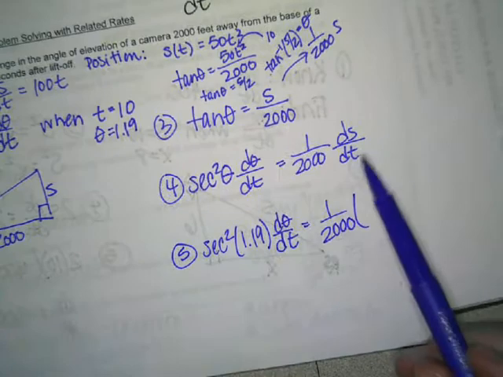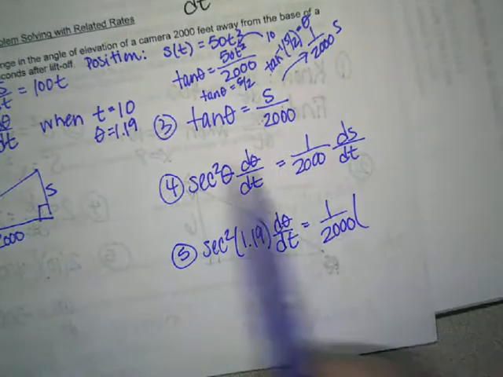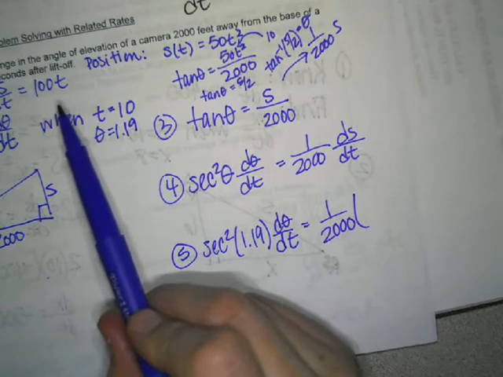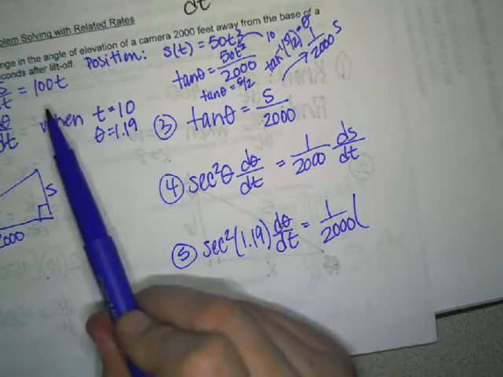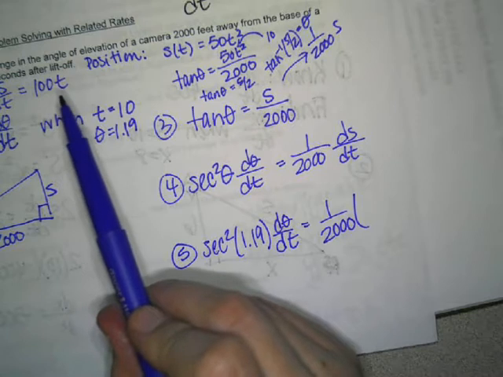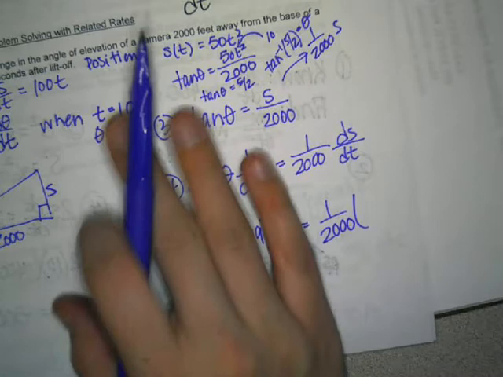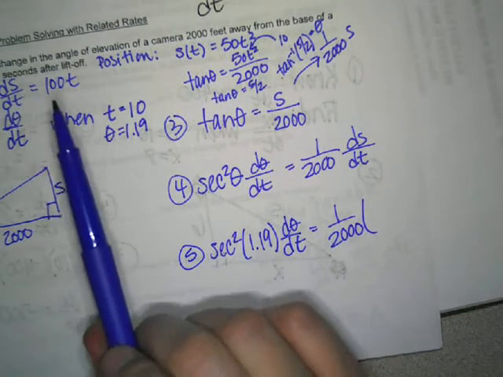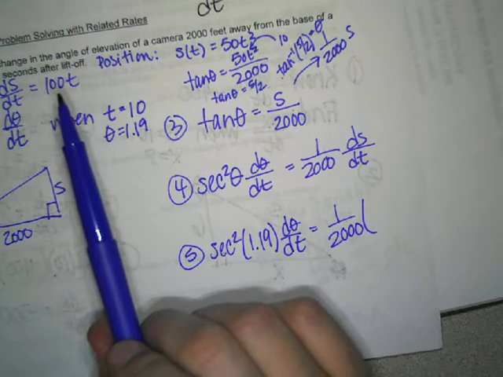And then ds over dt here, I can plug in 100t, but what's the t I'm looking at? The time. So I'm just going to plug in 10. So what is ds over dt for this scenario? What's 100 times 10? 1,000. Everybody agree it's 1,000? Yeah. Okay.